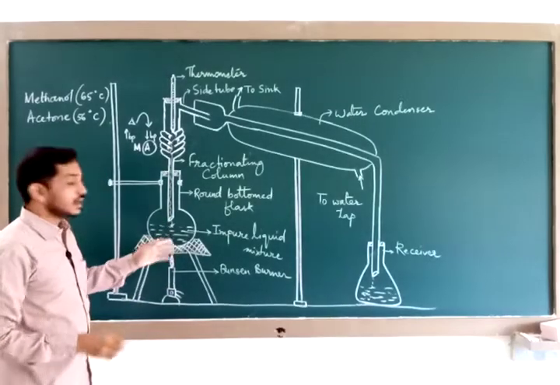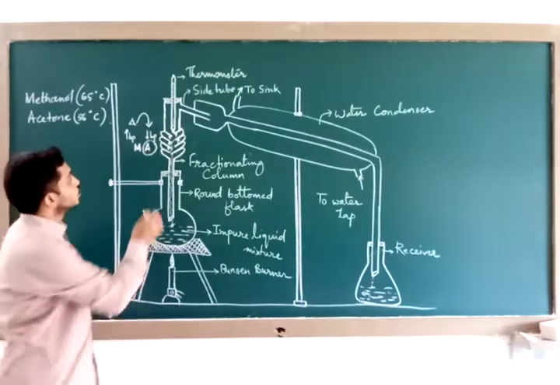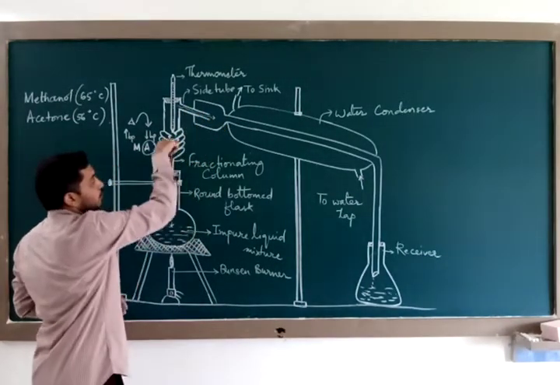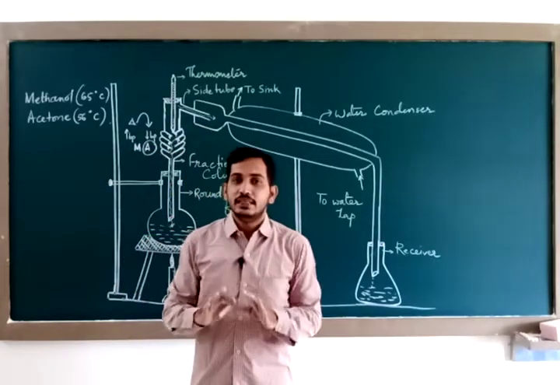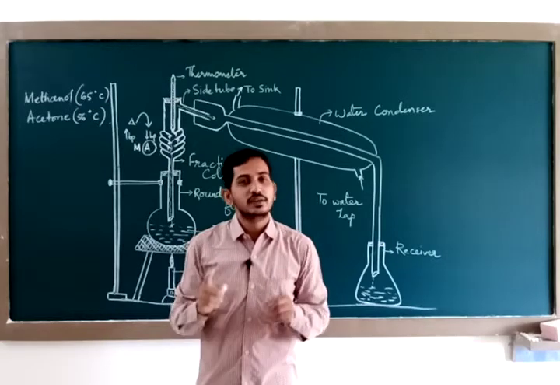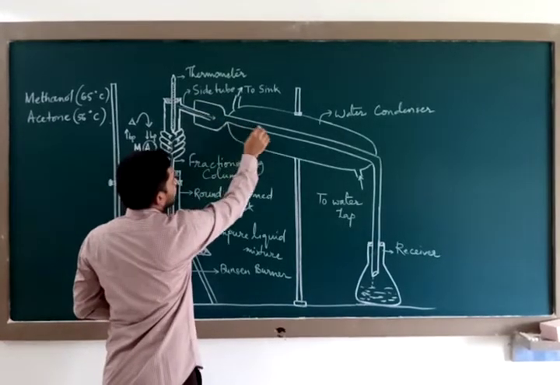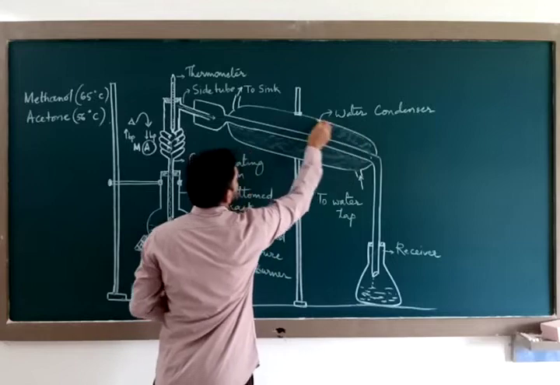While falling back, whatever heat is given out, that heat is taken by acetone. So the vapors that come out of the round bottomed flask, that come out of the fractionating column, are not of methanol, they will be of acetone. So when the vapors enter inside the water condenser, this portion is always filled with continuous flow of water.